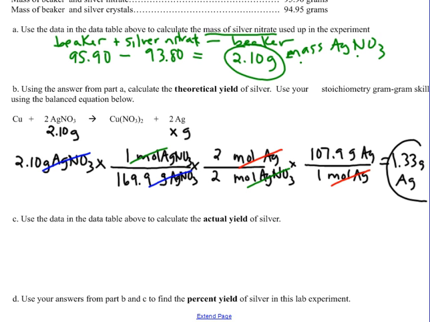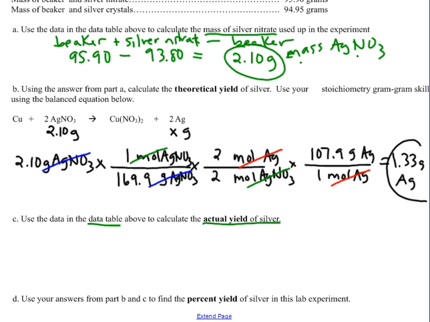So if you've set up your problem correctly and rounded your answer appropriately, you should find that the theoretical yield of silver is 1.33 grams. All right, so that's the bottom part of our percent yield problem. To find the actual yield of silver, this is from the data table. So we go to the data table to find the actual yield of silver. This is a problem where you have to subtract the beaker with the silver minus subtracting out the mass of the empty beaker to find the actual yield of silver.